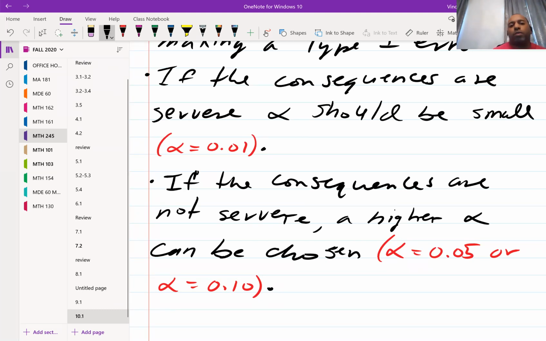All right, so if the consequences are severe, alpha should be small. If the consequences are severe, we're talking about alpha being 0.01, but if the consequences are not severe, a higher alpha can be chosen, 0.05 or 0.1.